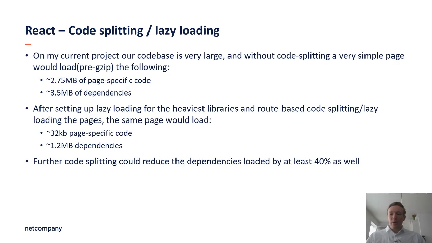So actually on my current project we have a very large code base, around 125 to 130,000 lines of code, and without code splitting, a very simple page would load almost 3 megabytes of page specific code and 3.5 megabytes of dependencies. For example, we had over a megabyte library for Excel that we would use in 2 or 3 pages. After setting up lazy loading for the heaviest libraries, and route-based code splitting, the same page will load 32 kilobytes of page specific code. You wouldn't have to load every single other page in your application, and we had cut down the dependencies to a third.